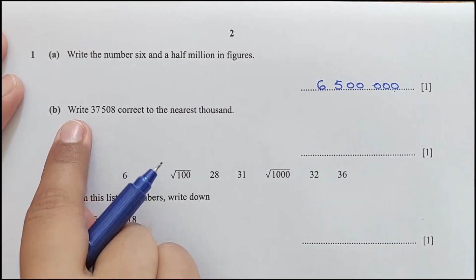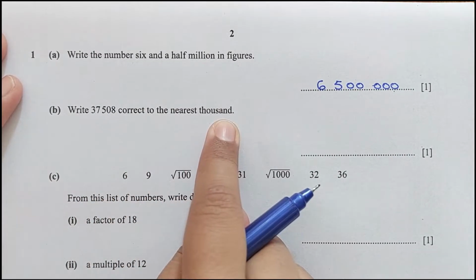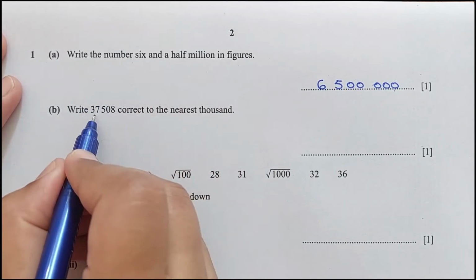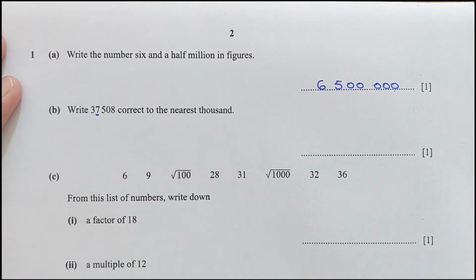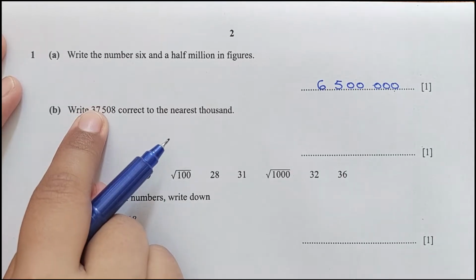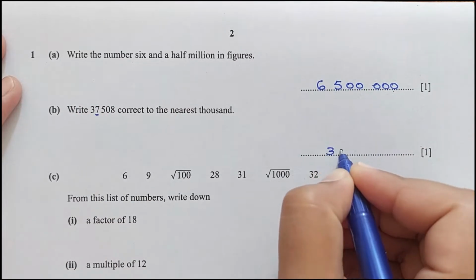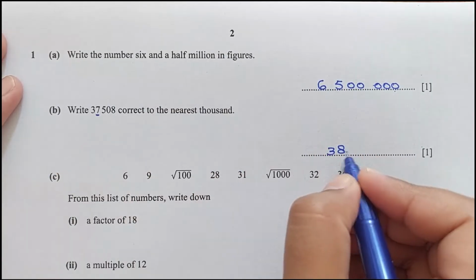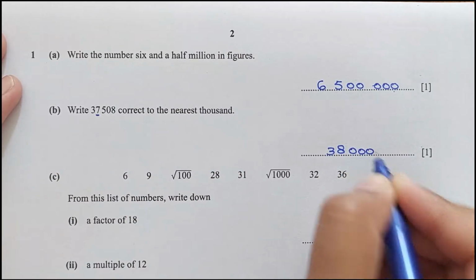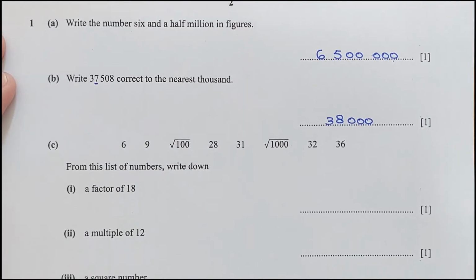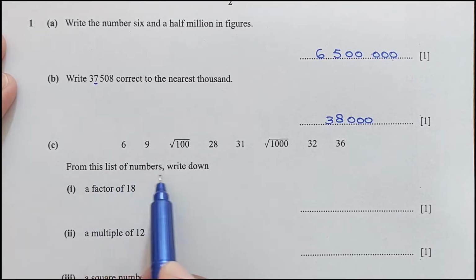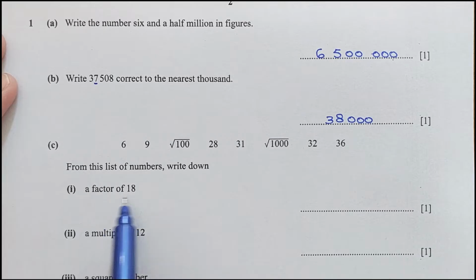Now for part B, write this number correct to the nearest thousand. The digit at the thousand place is 7. The next digit is 5, so we have to add 1 to the 7. So it is 3 and 8, and replacing the rest of the 3 digits with zeros. So it is 38,000.